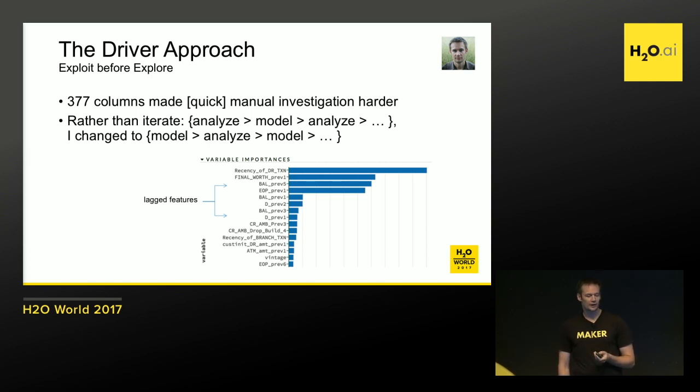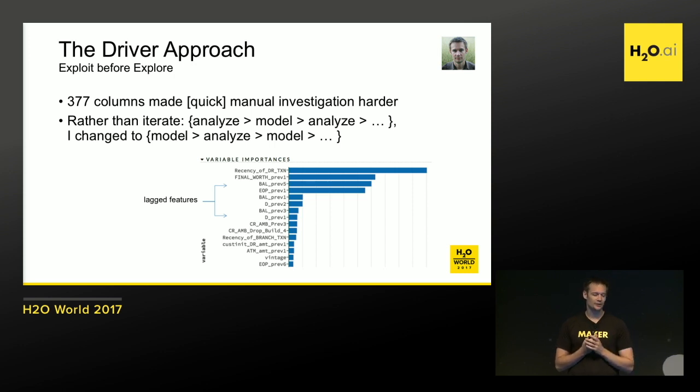But with 377 columns and wanting to go a little fast, I just flipped it a little bit. So here, I use the GBM to tell me where to look. Go exploit that, and then I'll investigate more. I'll explore about these. So what that GBM up there does, we've got two kind of bulky things, this recency of transaction, final worth, and then a bunch of lag features. And I didn't actually know that. I hadn't looked at this much originally. So I just let the model do the thinking.